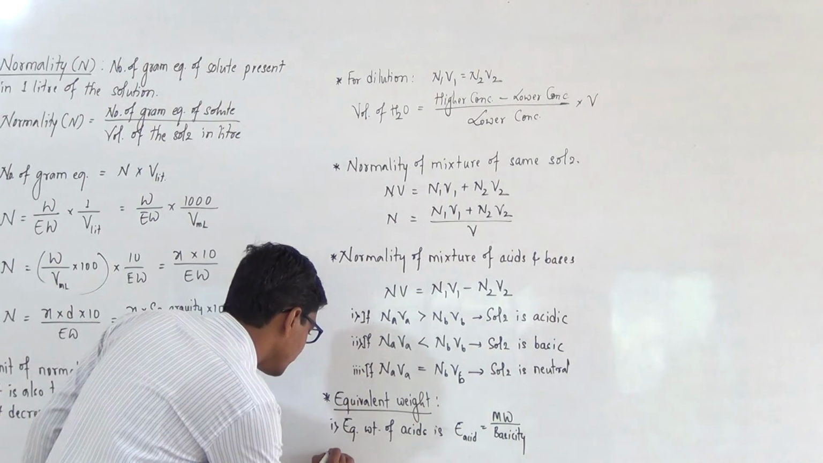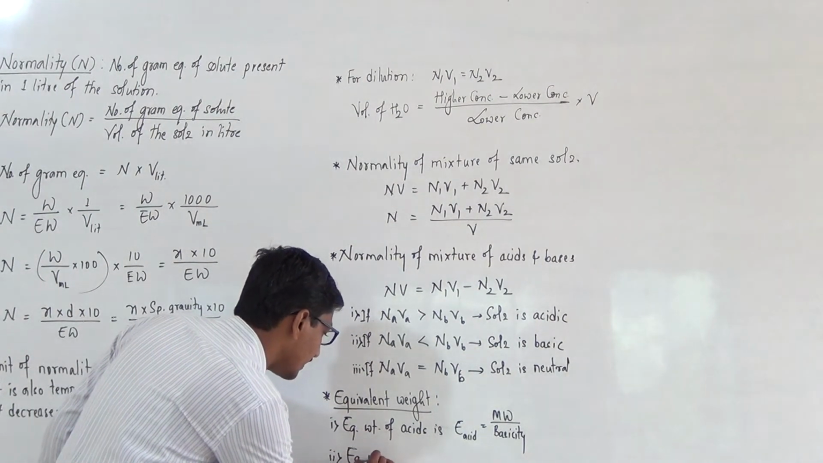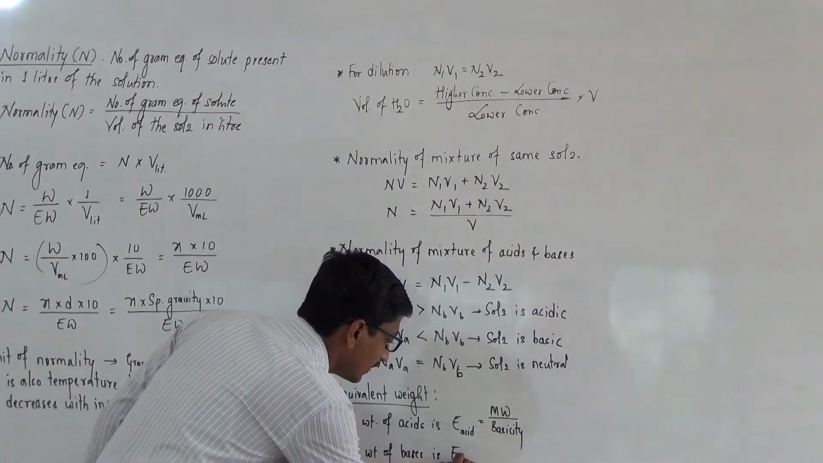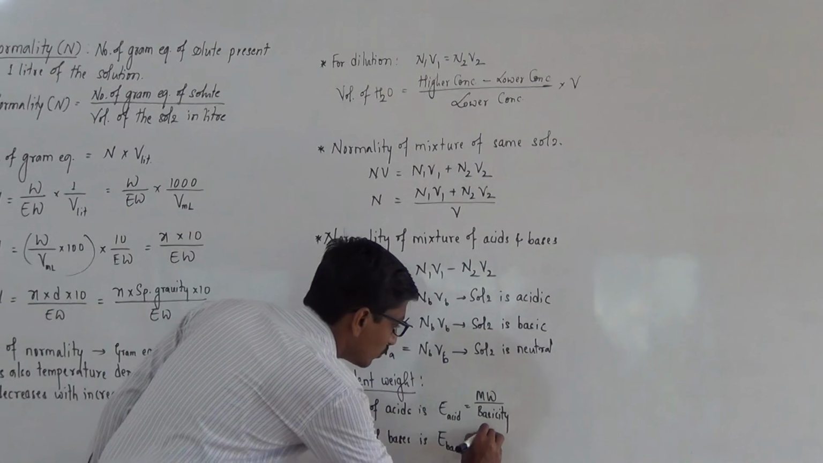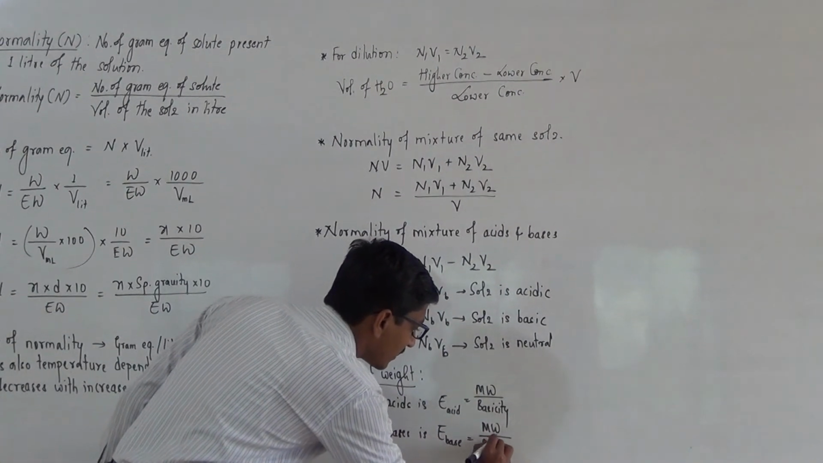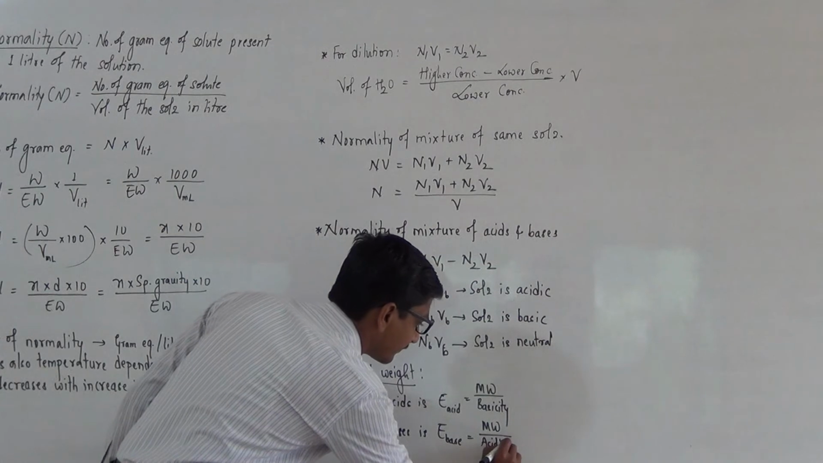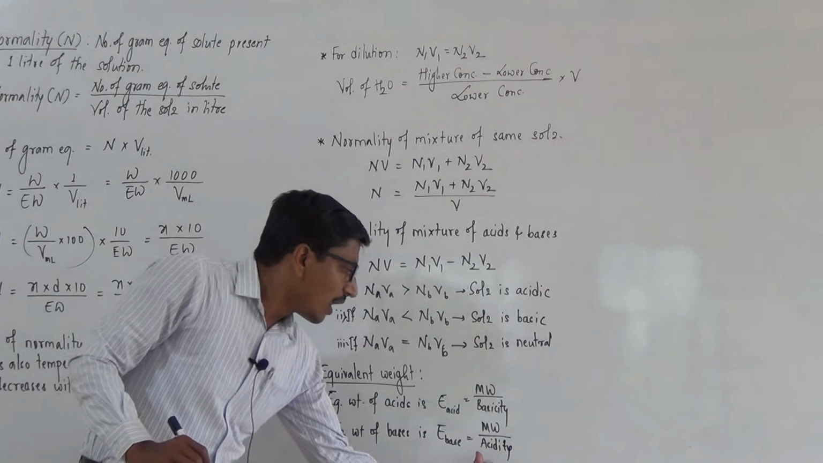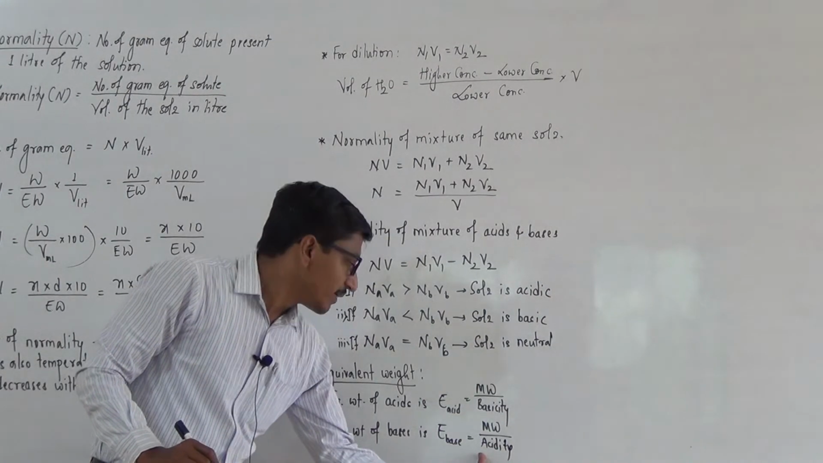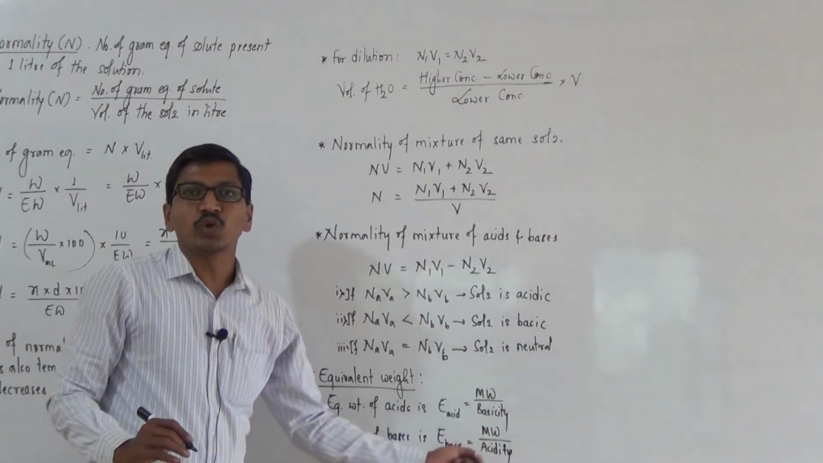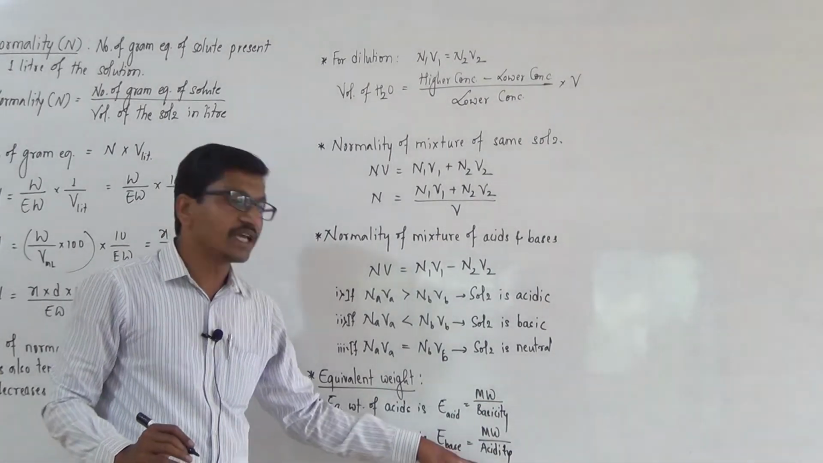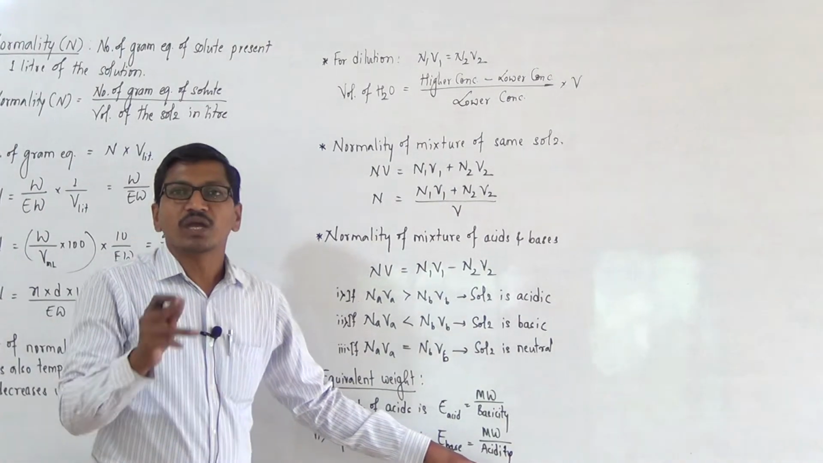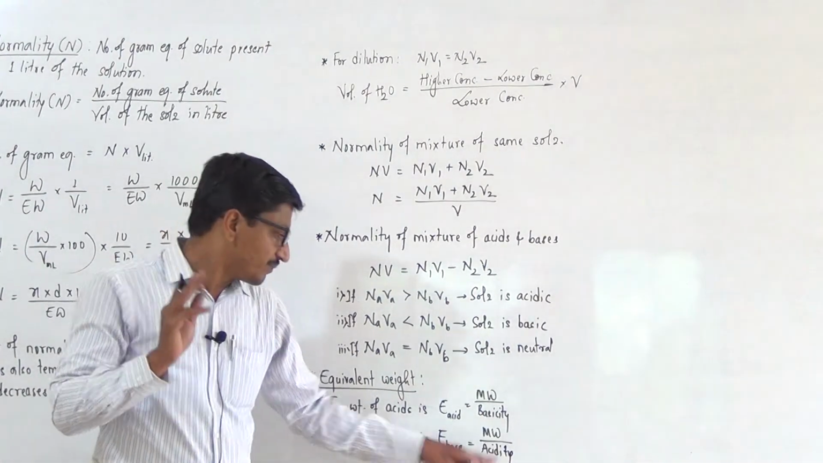Then the second one is equivalent weight of bases. E base is equal to molecular weight divided by acidity. Acidity means the number of hydroxyl groups present in a base. For example, sodium hydroxide and potassium hydroxide, acidity is 1. Calcium hydroxide and magnesium hydroxide, acidity is 2. Aluminum hydroxide, acidity is 3.